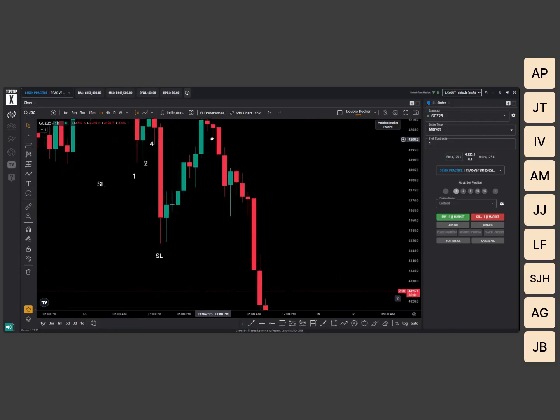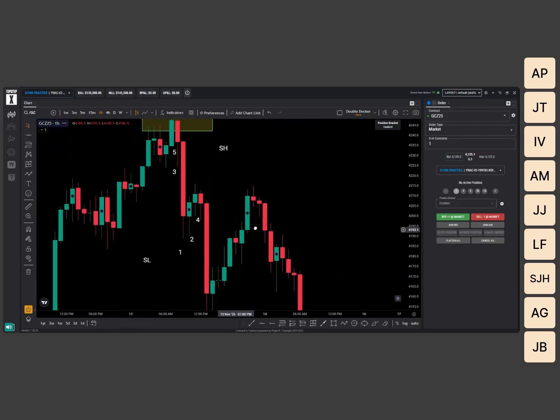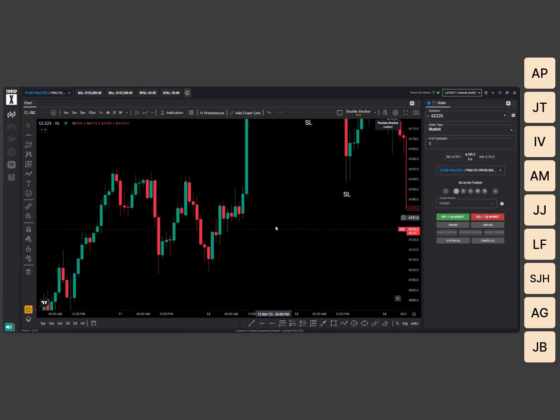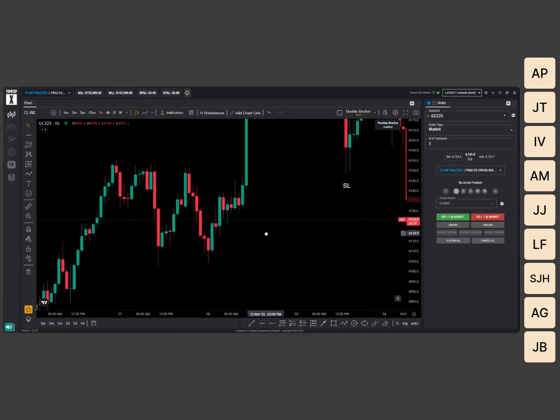Now, what would be a 3-point swing? This perfect example. This is a 3-point swing. No, that is a 5-point. We got 1, 2, 3, 1, 2, 3. Let's see if I can find a 3-point swing.